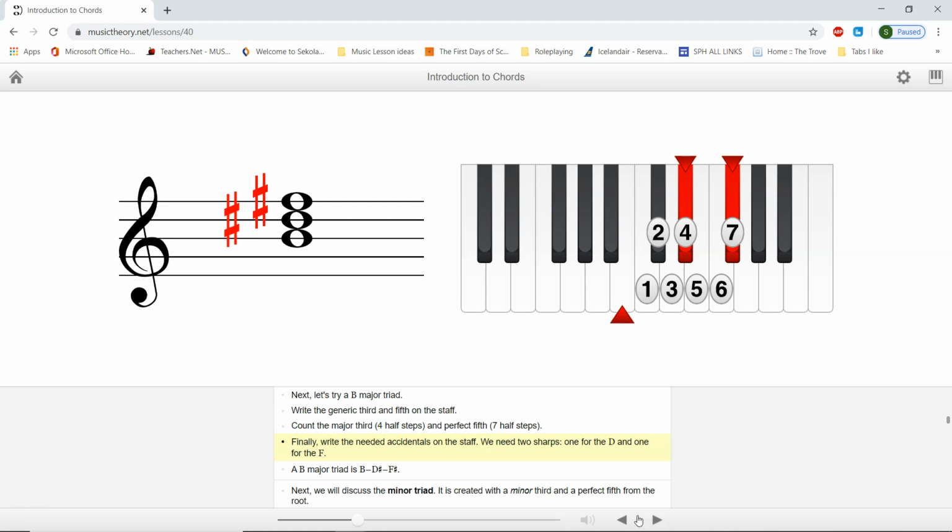Now really quick, that's an easy way to learn how to do that, but in my opinion, that's kind of the long way to do it.